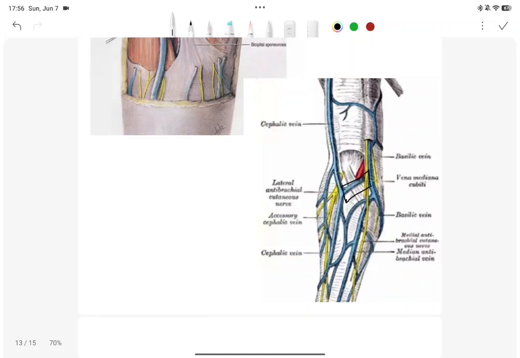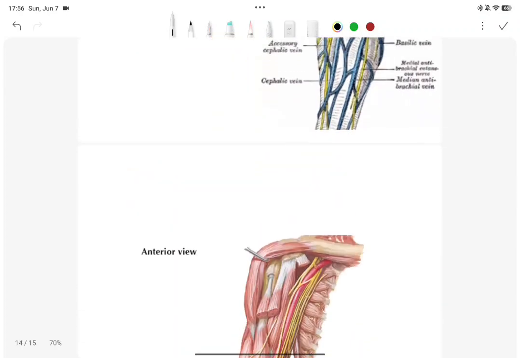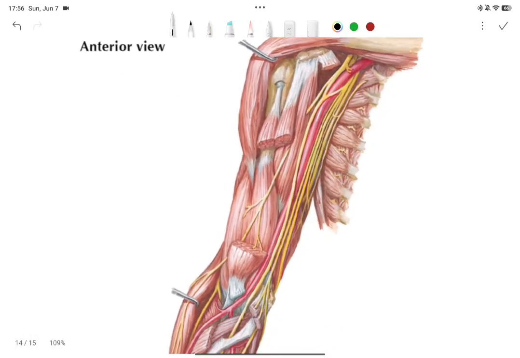So this is the most common site for vein puncture, just above the bicipital aponeurosis. So this is the superolateral side. Okay, you can see the same figure, right?